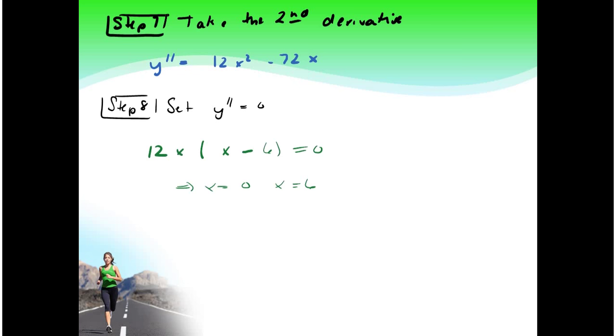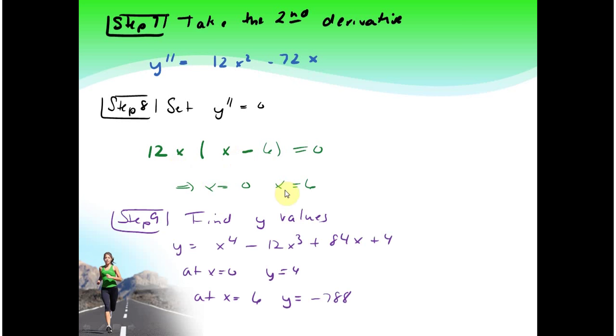The second derivative is nice and clean. I can factor it. An x can factor out, a 12 can factor out, and I get 2 points here. I get x equals 0 and x equals 6. I do have to find their y values. X equals 0 is easy. I plug it back into the original function because I'm trying to graph the original function, not the derivative and the second derivative. And I also put in the y value for 6, and I get y equals minus 788.